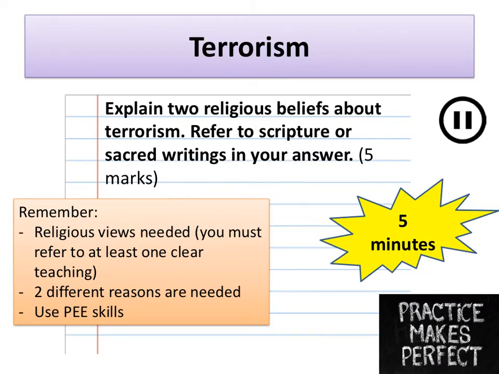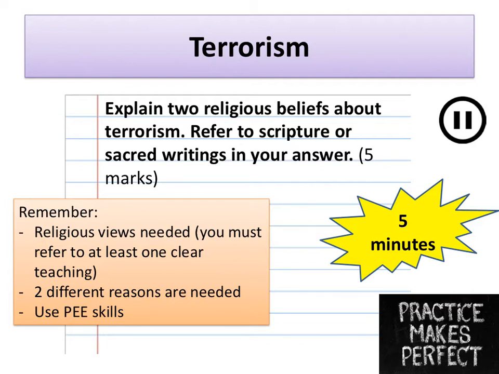It's time for us to look at our first practice exam question. This is a 5-mark question on terrorism. It says, explain 2 religious beliefs about terrorism referring to scripture or sacred writings in your answer. Now this is a 5-mark question, so we're going to be spending 5 minutes on it. Remember that with a 5-mark question, you need to use your PEE skills, so you need to give a point, some evidence, and explain that evidence. You must refer to religious views in your answer, and you must give at least 1 clear teaching.